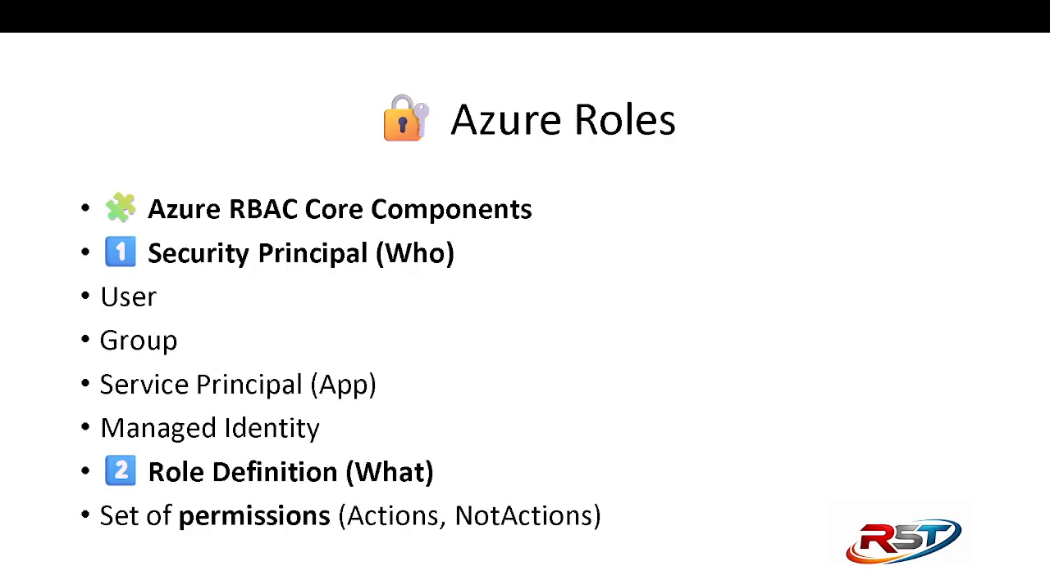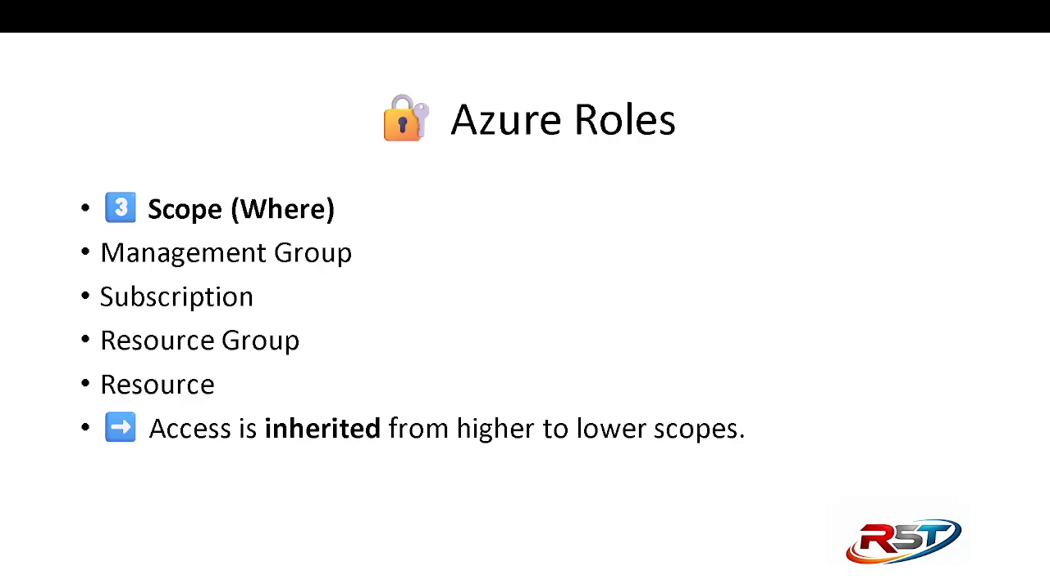Azure RBAC core components. In Azure RBAC, there are some core components. The first one is the security principal, which means who: a user, group, service principal, or managed identity. Then the role definition: what are the permissions? A role definition is a set of permissions, actions or not actions. And scope: where we have to apply these roles. Management group level, subscription level, resource group level, resource level.